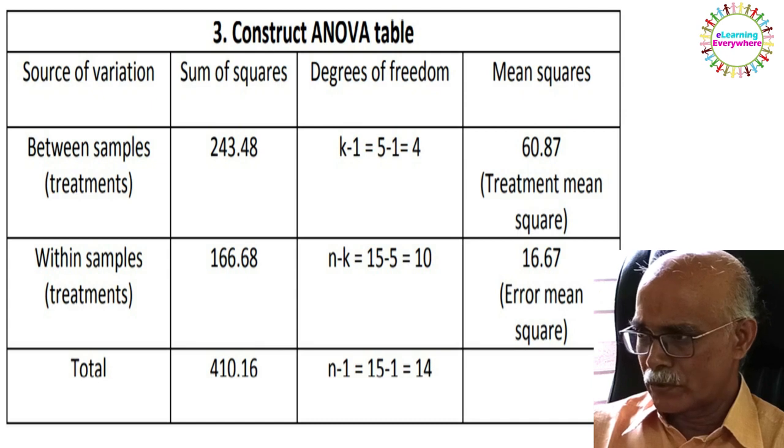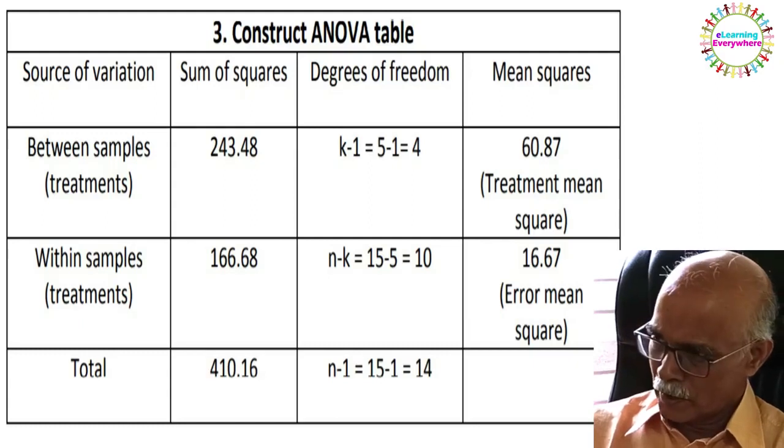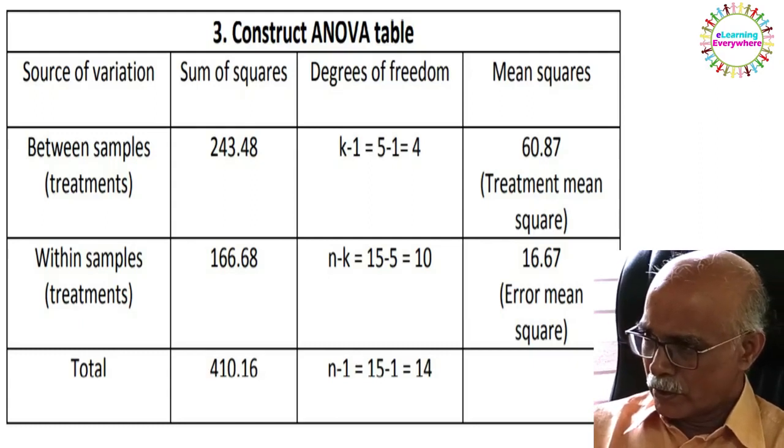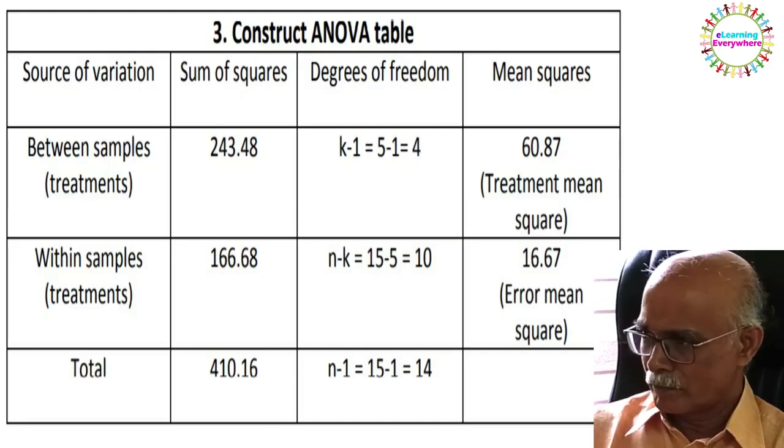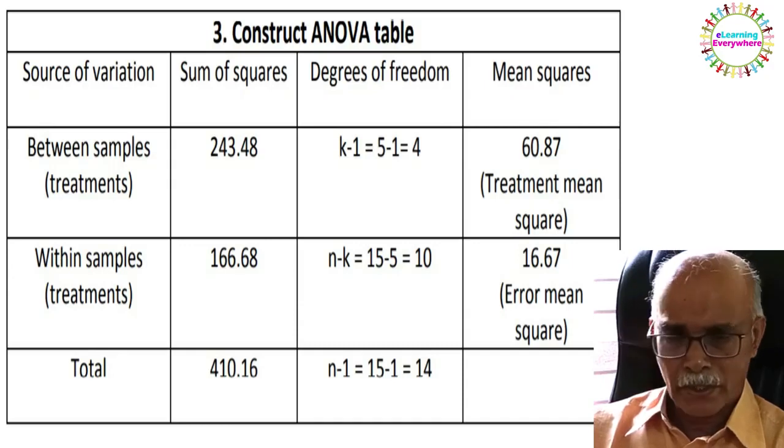In the ANOVA table, as you know, there are several columns. These columns show the sources of variation, the sum of squares, the corresponding degrees of freedom, and the mean square values. So the first row stands for the between sample variation or between treatment variation, and it is 243.48. And the within sample or within treatment variation is 166.68.